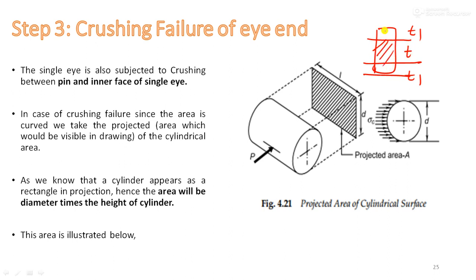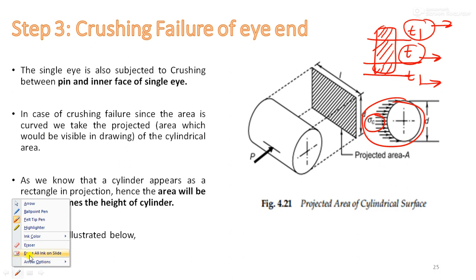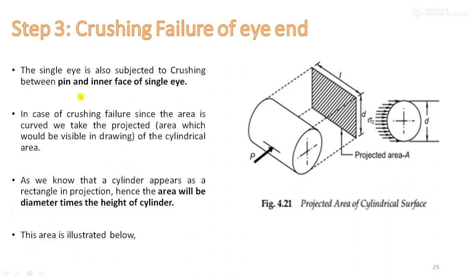So the crushing stress will be created in this manner. Sigma C is the crushing stress created at this T portion. T is due to the eye and T1 is due to the fork. We'll understand T1 later on, because we are now talking about the eye only. The crushing stress is a localized compressive stress between the pin and the inner face of the single eye.